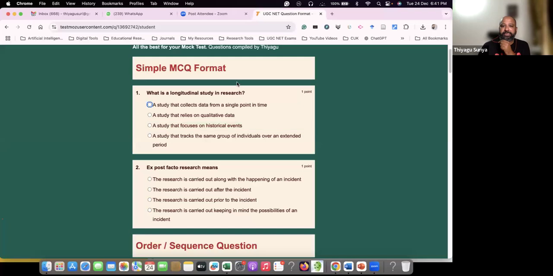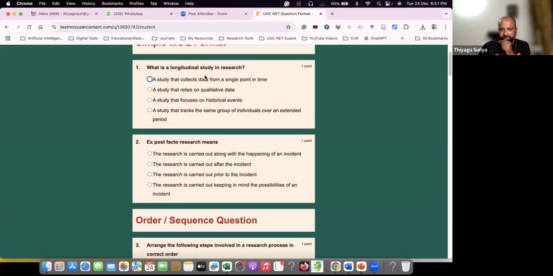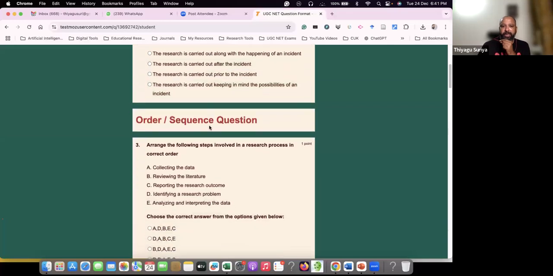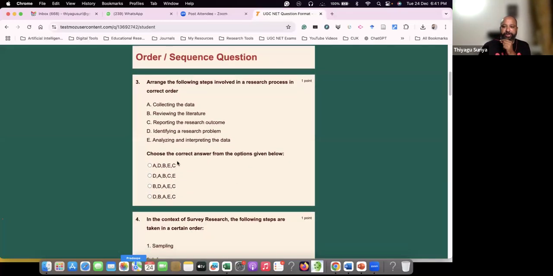Okay, and this is the simple MCQ format. Please kindly look at this. There is a question and there are 4 options, right? And there is an order sequence question. There will be a question with an order A, B, C, D, and we need to identify the specific order. We need to find out the correct order of this.